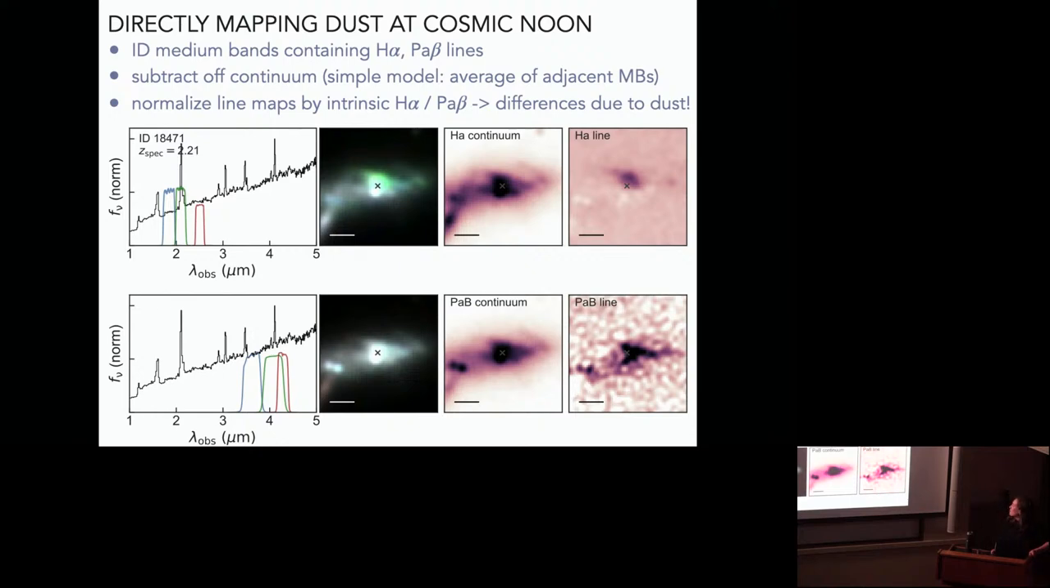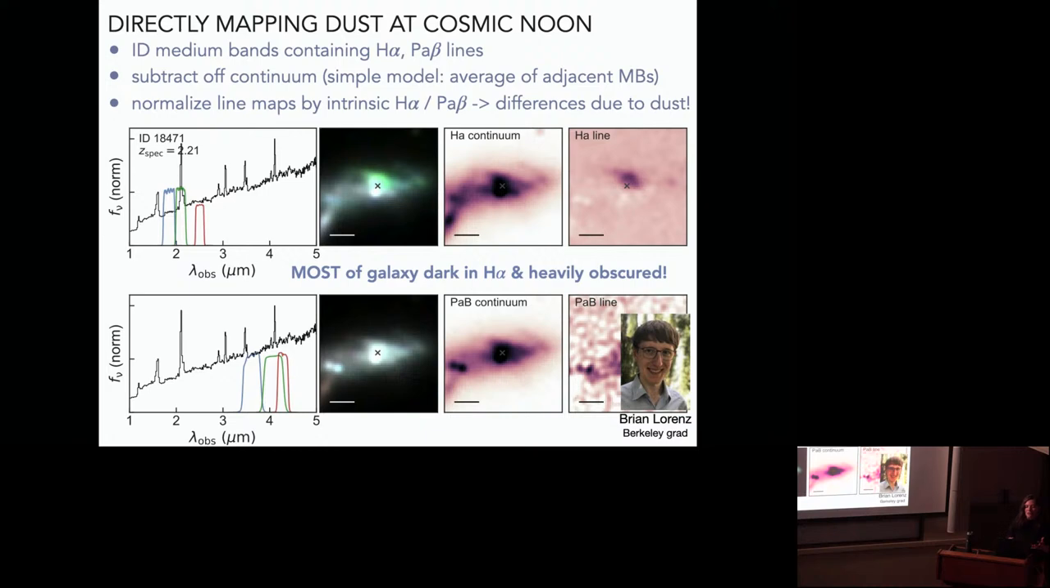And then one last example of a galaxy that's almost completely obscured by dust. You can see all of this emission in Paschen-beta that's just completely dark in H-alpha. So these are just a couple of very simple examples. We're working on a statistical understanding of the spatially resolved properties of dust in these cosmic noon galaxies. That's being led by Brian Lorenz, who's a grad student at Berkeley.